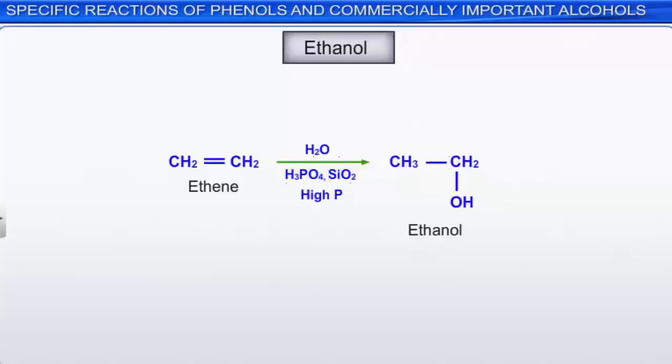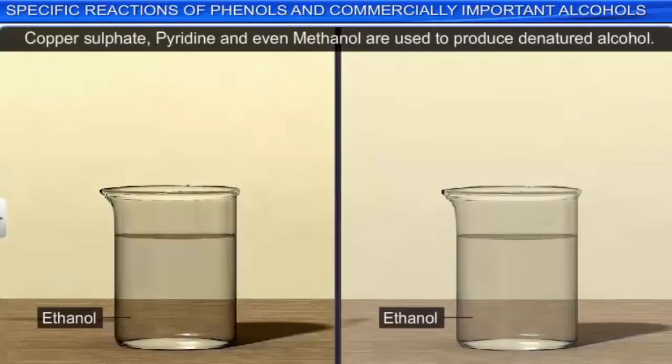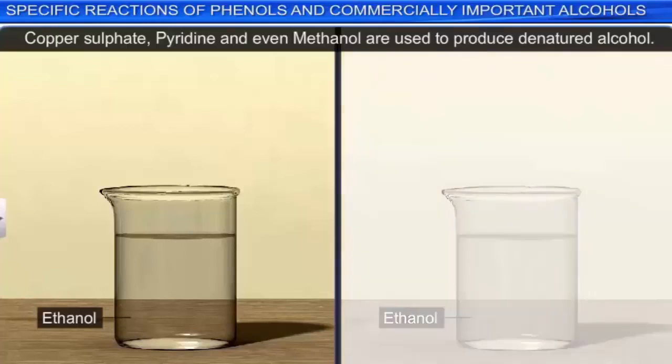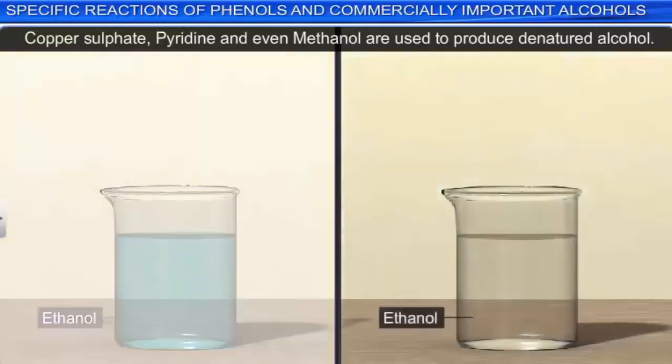Ethanol meant for industrial and commercial uses is made unfit for human consumption by adding certain chemicals. Additives, including copper sulfate, which lends a blue color, or pyridine, which has a foul odor, and even methanol are used to produce denatured alcohol.